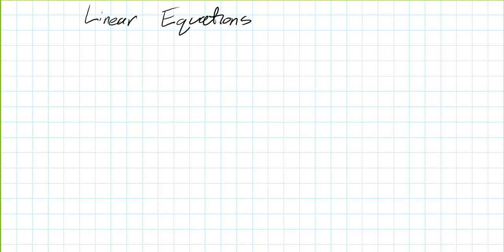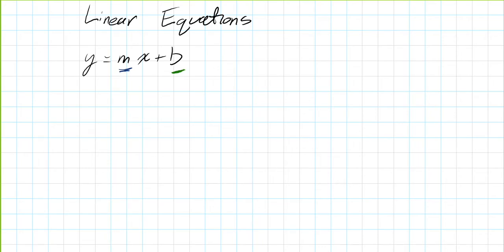Let's look at linear equations to start. For linear equations, we're actually just going to look at one at a time. This is considered a parent function. Sorry, I should say the general function of a linear equation. The reason they call it general is because they use variables to represent parts of the line, okay?